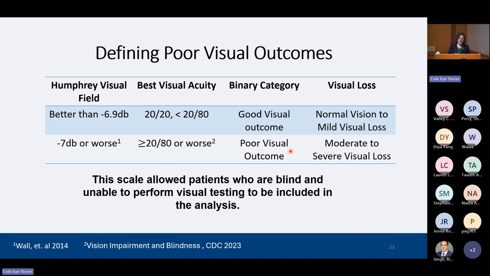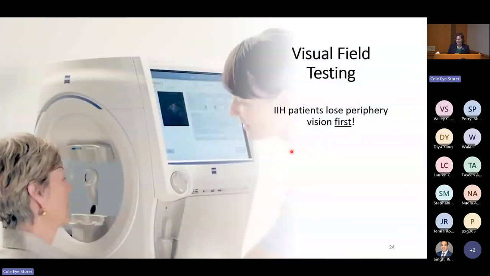And we developed these scales based on prior randomized control trials done for IIH, as well as the CDC records for what they consider good and small visual loss and moderate and severe vision loss. So that's where those numbers came from. But I want to dive in a little bit more to explain what a visual field test is, because we will discuss it a lot.